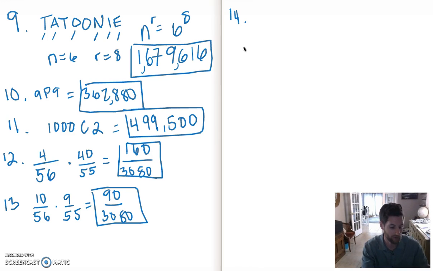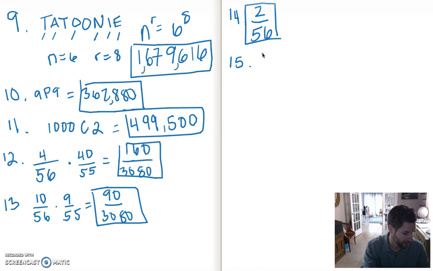Probability of a homemade grandma cookie, this one's really easy. It's 2 out of 56. We're not doing 2 things, so it actually makes it very simple. All right, 15. I guess I skipped 15 on the numbering, so 16.